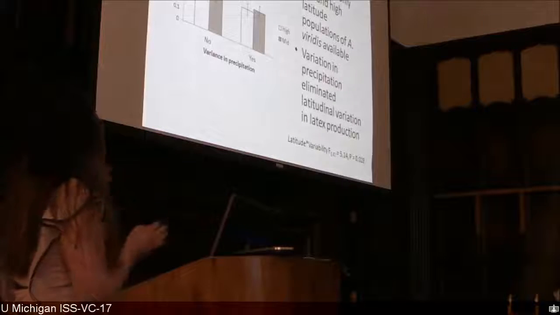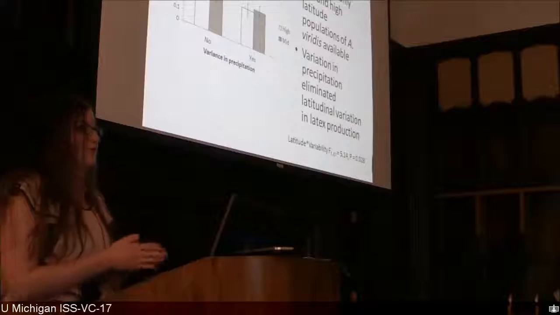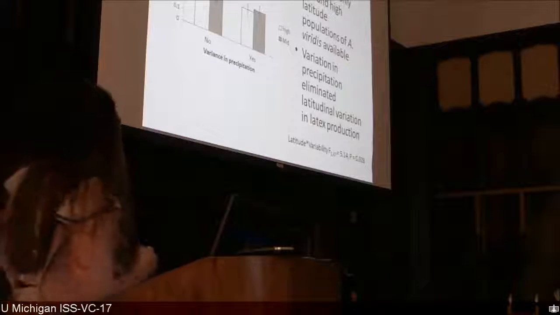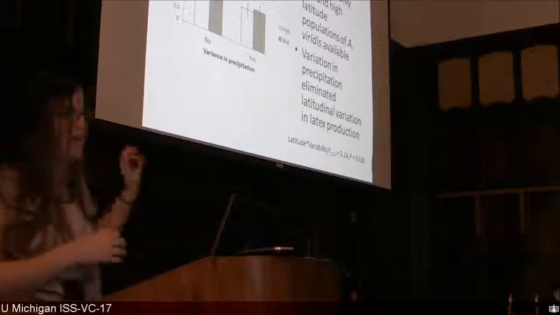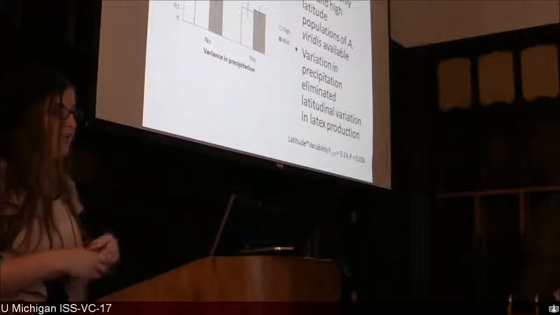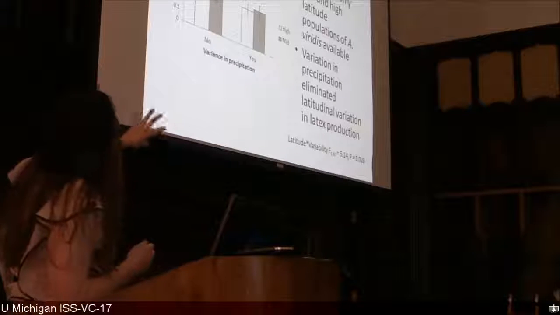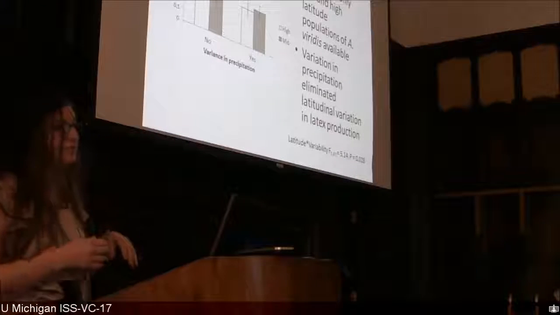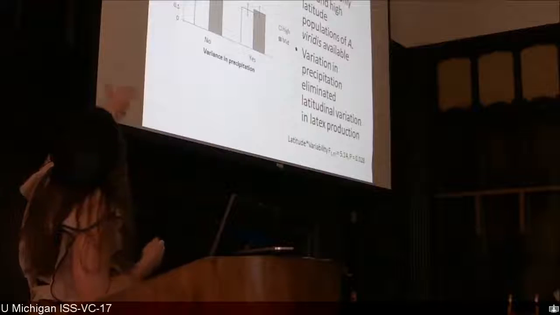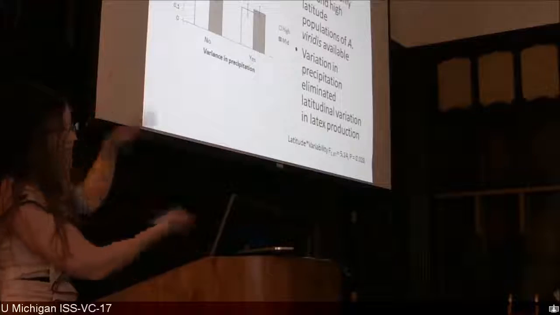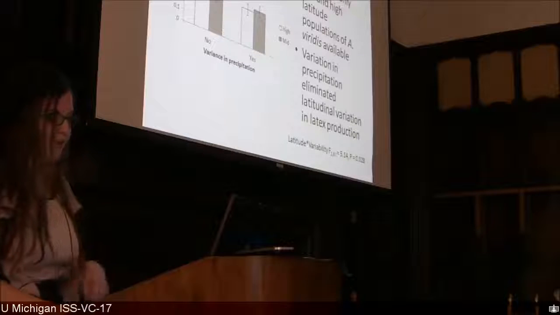Okay. For Asclepias viridis, remember I said I only collected from 2 latitudes, so you see the same color scheme here, but only high and mid latitudes are represented. And variation in precipitation eliminated the latitudinal variation that we see in latex production. So when there was no variance in production, you can see there's quite a difference that goes away when we add in variation.